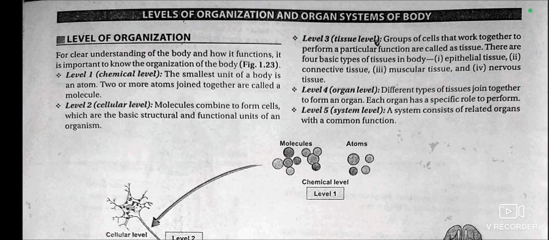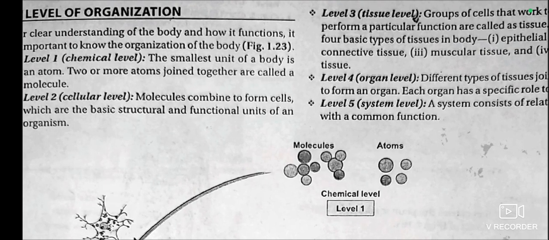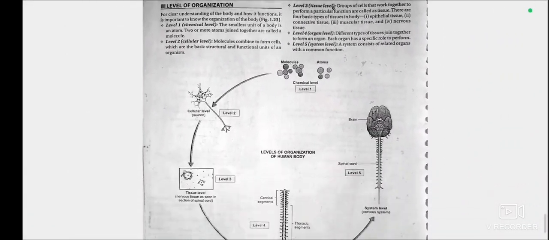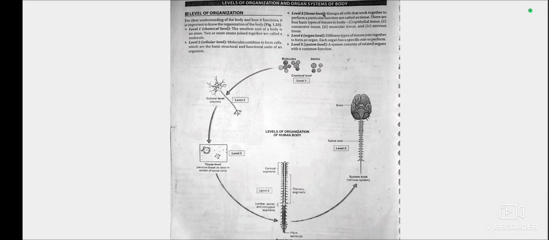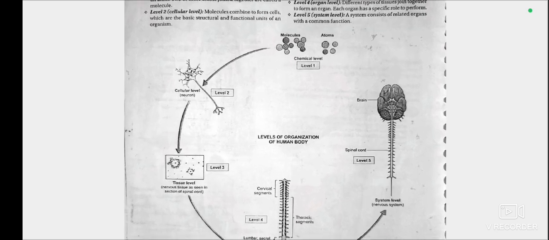Okay, first level, chemical level. The smallest unit of the body is an atom, you can remember. Two or more atoms joined together are called molecules. You can see here the picture chemically, in circular motion. If in an examination we are asked about levels of organization and organ systems, remember the levels of organization are 5 stages: chemical level, cellular level, third tissue level, fourth organ level, and fifth system level.